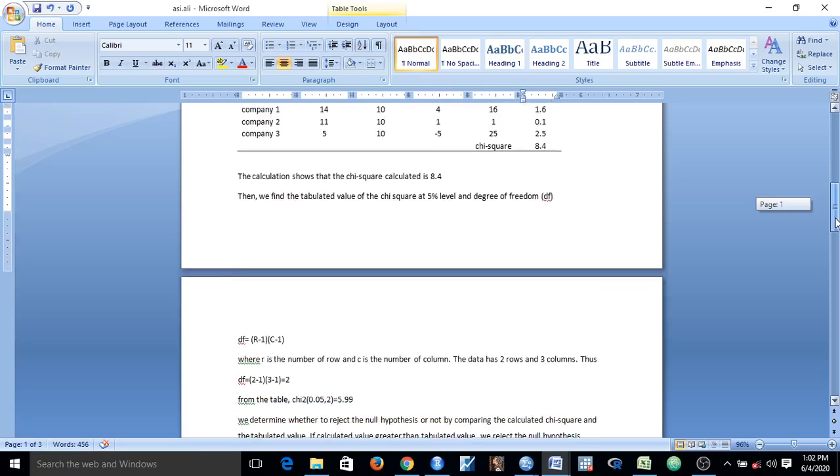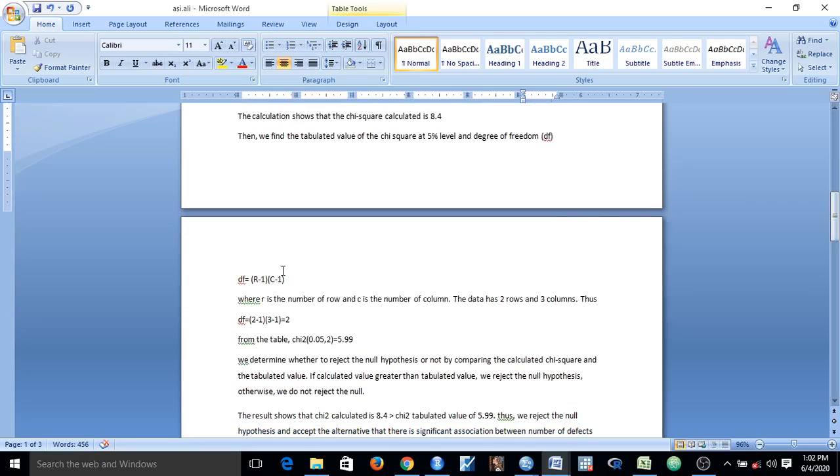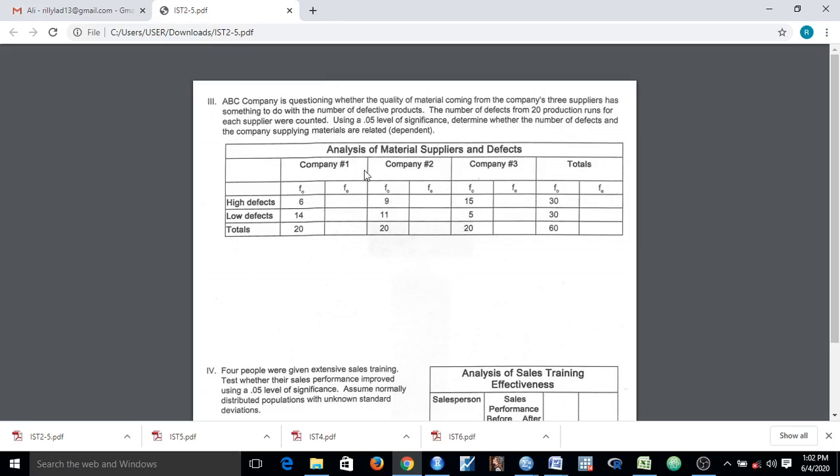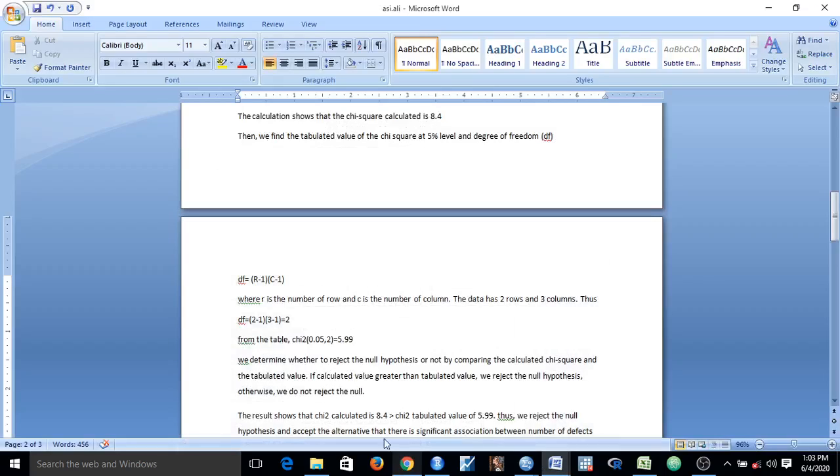But how do we calculate our degrees of freedom? Degrees of freedom for the chi-square test of independence is row minus 1 multiplied by column minus 1, where R is the number of rows and C is the number of columns. So we can see here that our data have 2 rows and 3 columns. So our degrees of freedom is 2 minus 1 multiplied by 3 minus 1, which is 2.